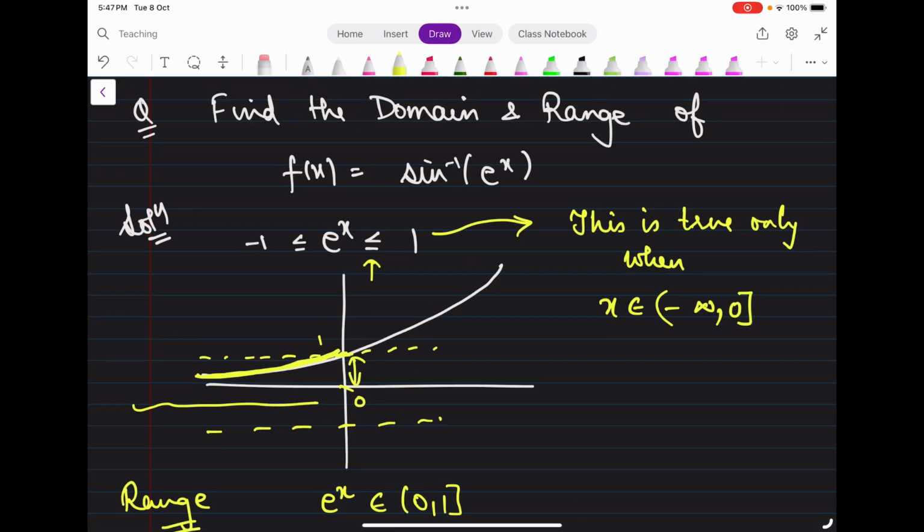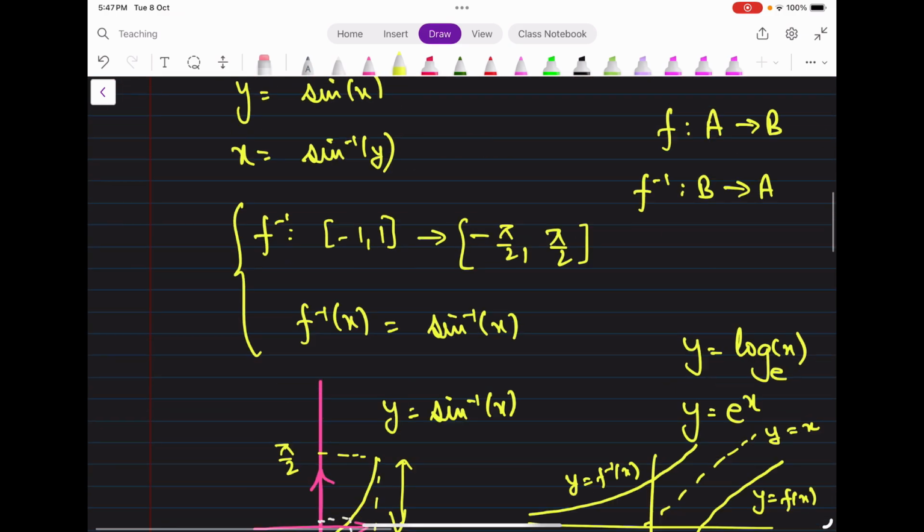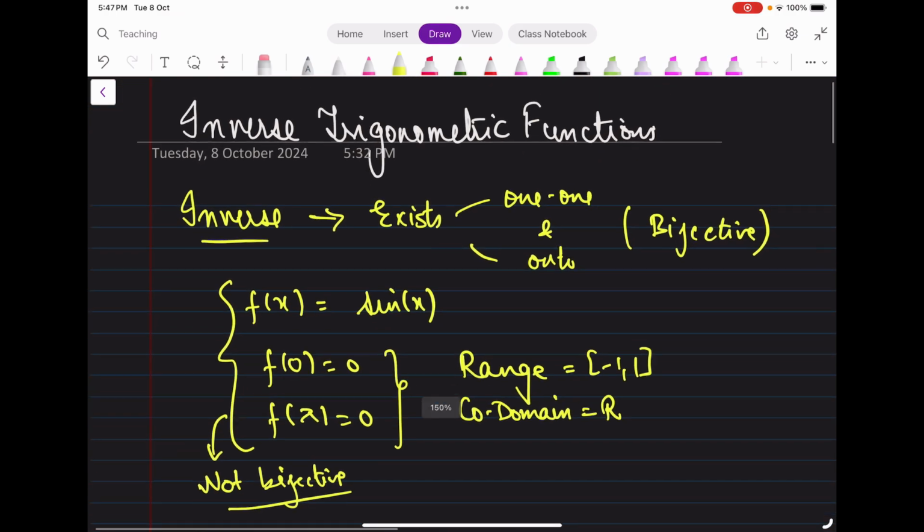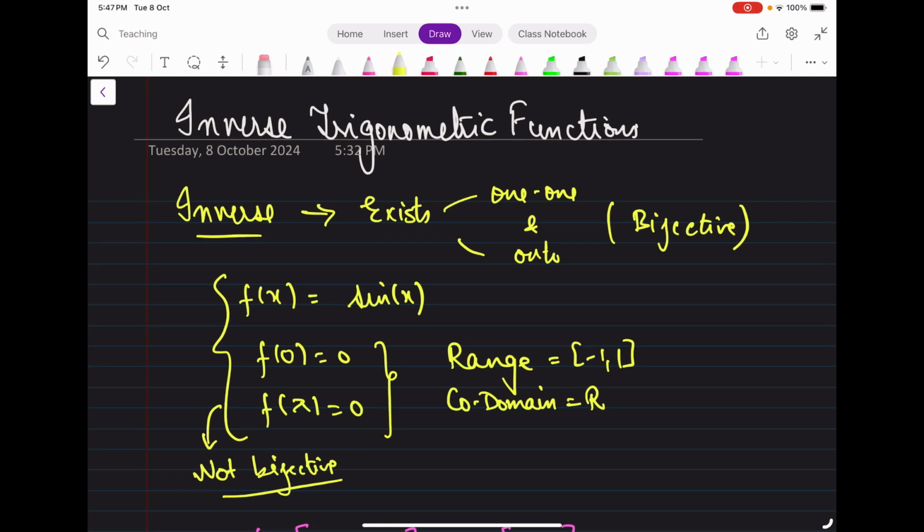So I hope this particular video lecture is clear to all my dear students. This lecture was more or less about the analysis of sine inverse x. Now in the next lecture, we will discuss cos inverse x.